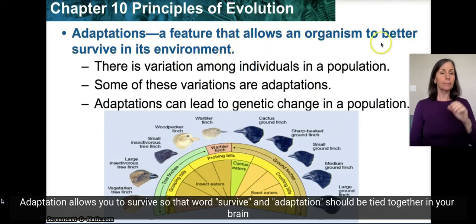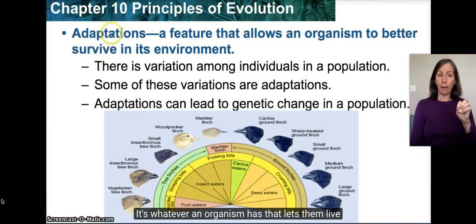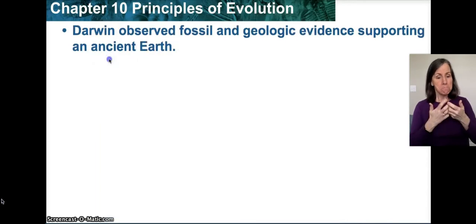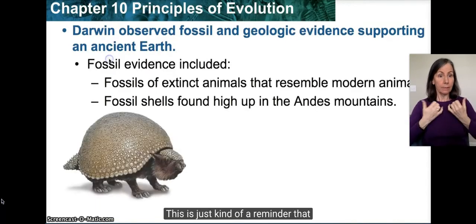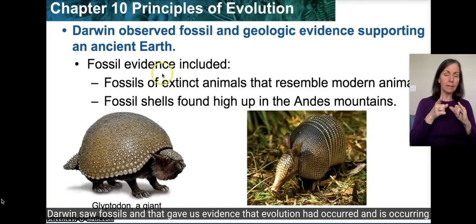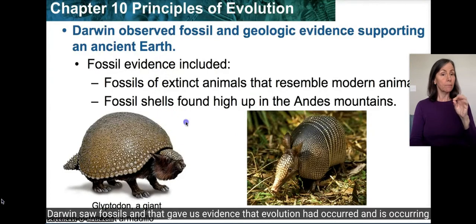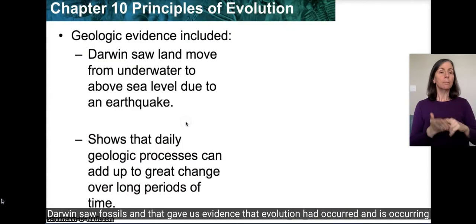Adaptation allows you to survive. So that word survive and adaptation should be tied together in your brain. It's whatever an organism has that lets them live. This is just kind of a reminder that Darwin saw fossils, and that gave us evidence that evolution had occurred and is occurring.